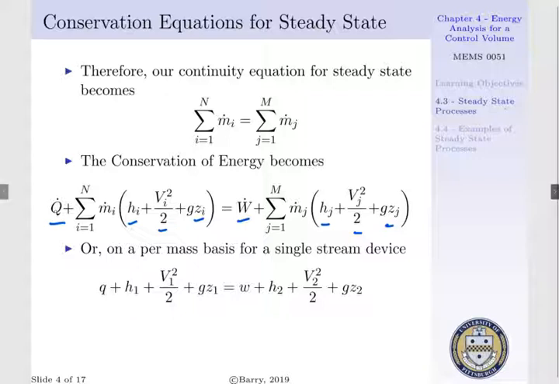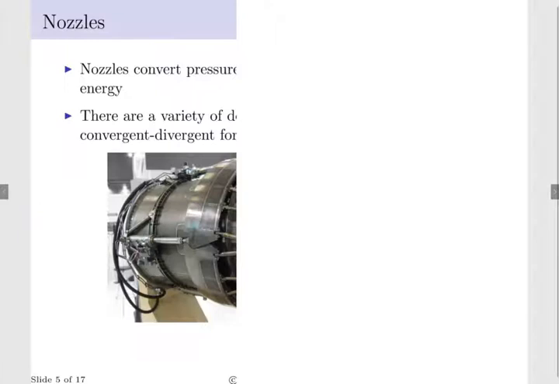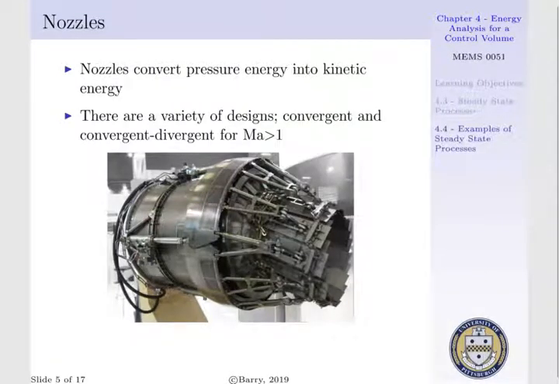Now we will begin our analysis of steady-state single-stream devices with a nozzle. Nozzles convert pressure energy into kinetic energy. There's a variety of nozzle designs that you can encounter. Specifically, convergent and convergent-divergent nozzles are used when your Mach number is greater than unity.